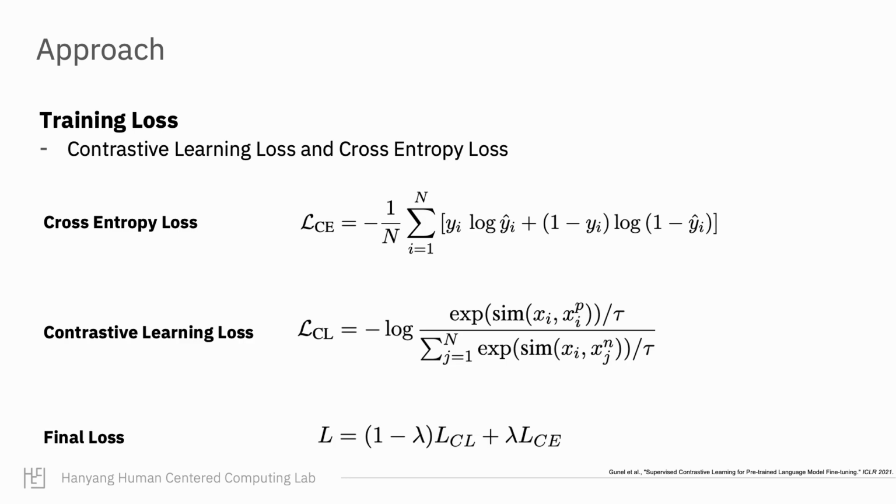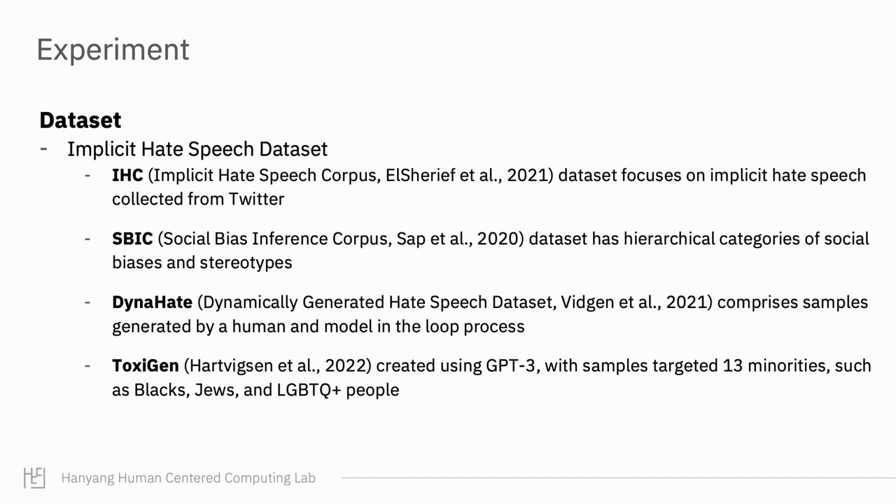We use two losses. First, cross-entropy loss adjusts the model to better predict the actual labels, and contrastive learning loss adjusts the model to pull the anchor and positive samples closer and push the anchor and negative samples apart. We use the combined final loss, and this loss was proposed by supervised contrastive learning for pre-trained language model fine-tuning. We used four datasets, each designed to evaluate the model's ability to detect implicit hate speech in various contexts.